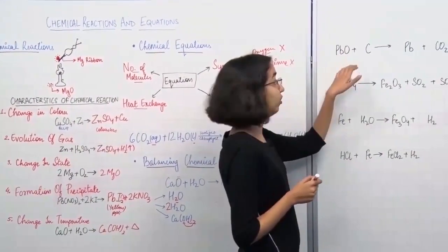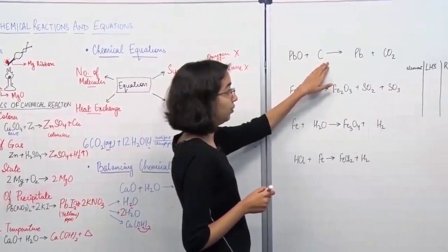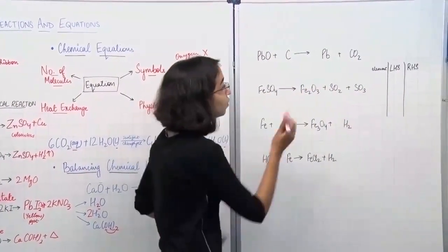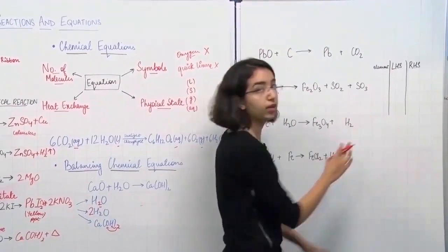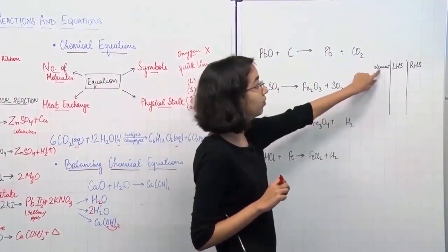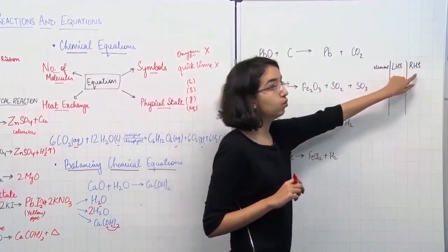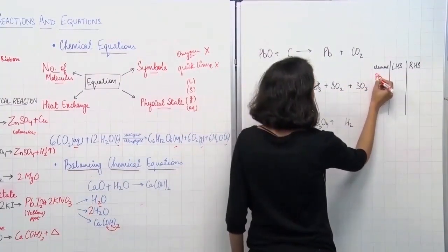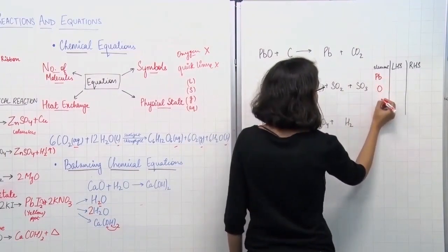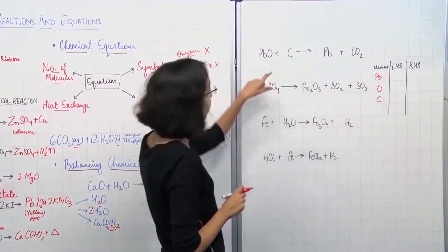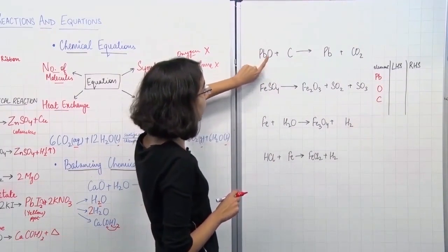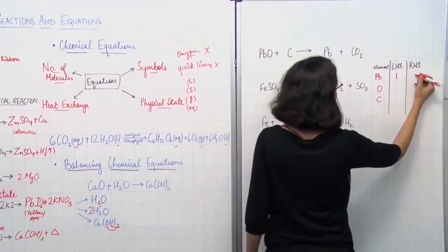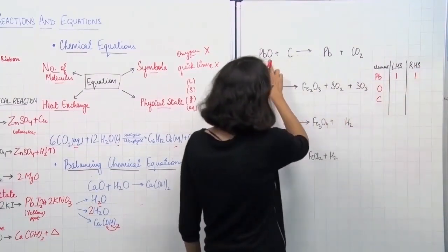Here's a chemical equation of lead oxide reacting with carbon, forming lead and carbon dioxide. So we will draw this chart every time we have to balance. We'll make a column for element, one for LHS and one for RHS. The elements that we have are lead, oxygen, and carbon. How many lead atoms on this side? Just 1. On this side, 1.